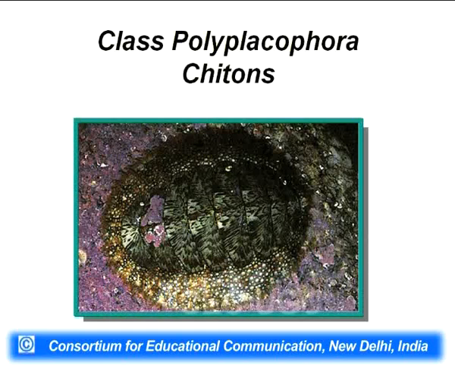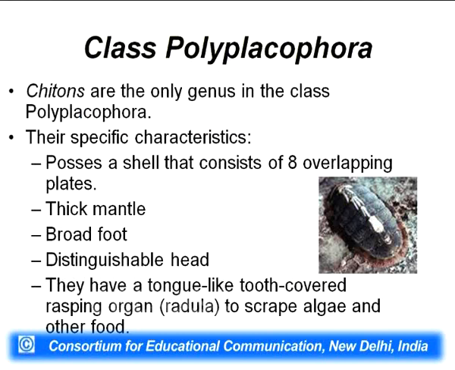The third class, Polyplacophora, the examples of which are called the chitons. Poly means many, placo for the plate, it means the shell is made up of a number of plates, and the number of plates is fixed, that is 8. In case of Polyplacophorans or the chitons, dorsally the body is covered over by a shell which is made up of 8 overlapping plates.